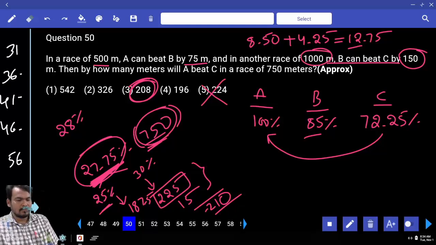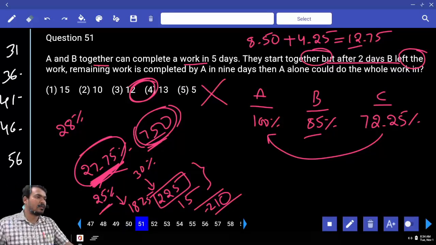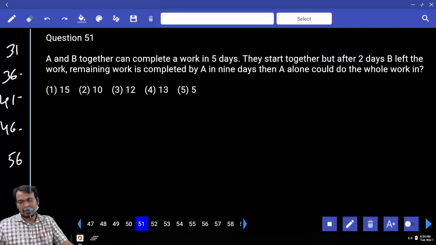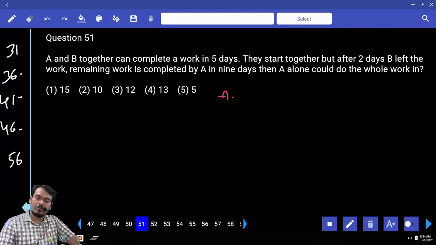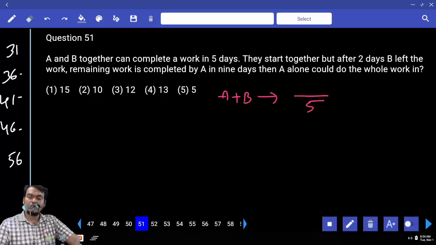Next question number 51. A and B together can complete a work in how many days? 5 days. They started together, but after 2 days, B left the work. Remaining work is completed by A in how many days? 9 days. Then A alone can do the whole work or not? What is the 1 day work of A and B together? 1/5. But they worked together for how many days? 2 days. Nothing but 2 days work are 2/5. Means out of 5 parts already A and B completed 2 parts.